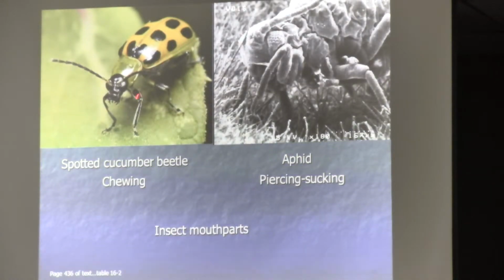But one of the problems, or one of the pests that we've dealt with in the past and still deal with, is spotted cucumber beetle. It has a chewing mouth part, similar to what we have. So it has mandibles, teeth, if you will, where it's actually chewing on the plant.